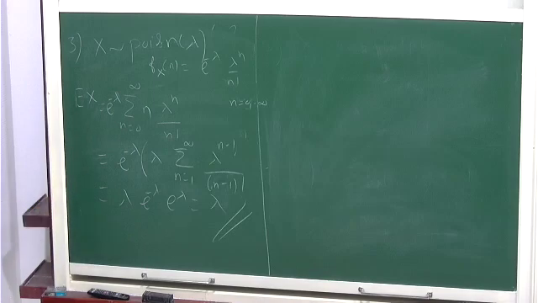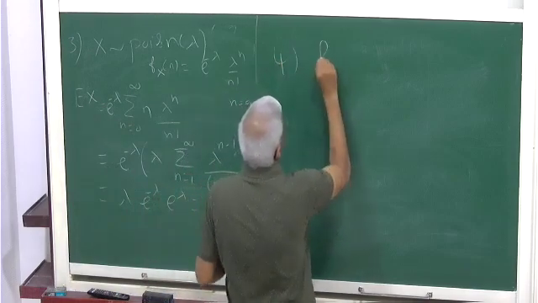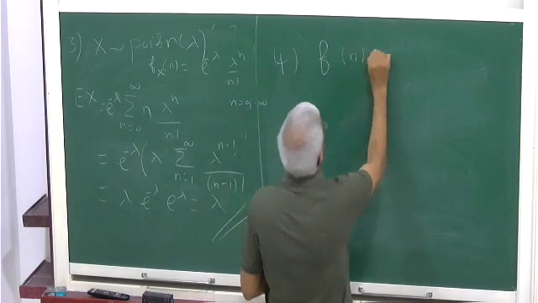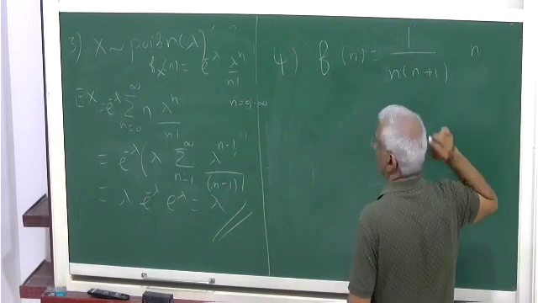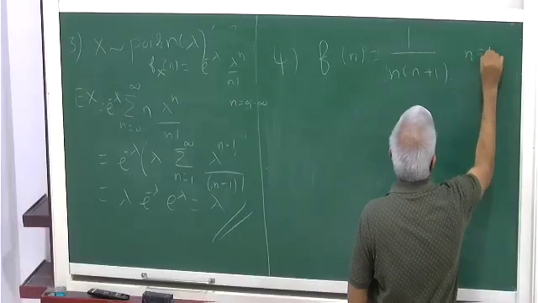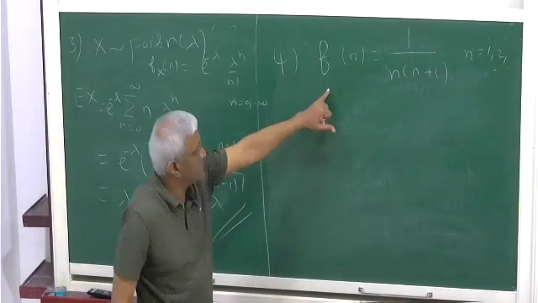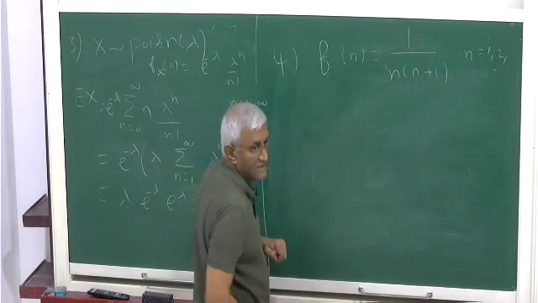Okay, then there is an example where f of n equals 1 by n into n plus 1, with n greater than or equal to 1. So first we have to show this takes positive values, and countably many values, and all that are clear. But we have to see that this is a density function.